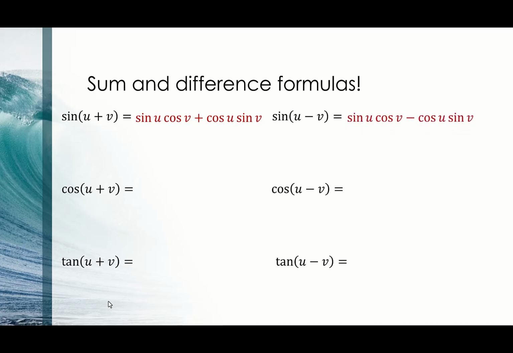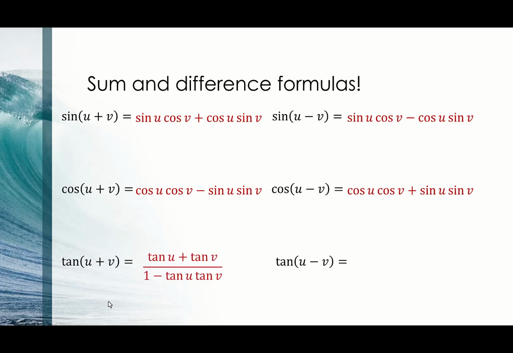Next up, we have the difference formula for sine of u minus v, and that would be sine of u times cosine of v minus cosine of u times sine of v. Moving on to cosine, the sum formula for cosine, where we have cosine of u plus v, will be cosine of u times cosine of v minus sine of u times sine of v. Cosine of u minus v will be, oddly enough, cosine of u times cosine of v plus sine of u times sine v.